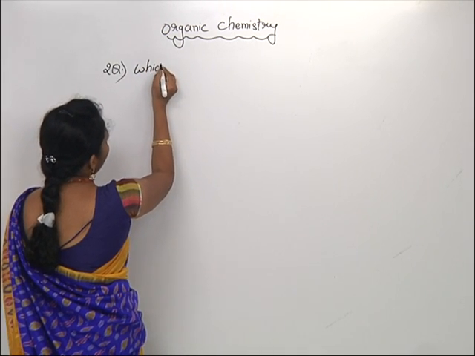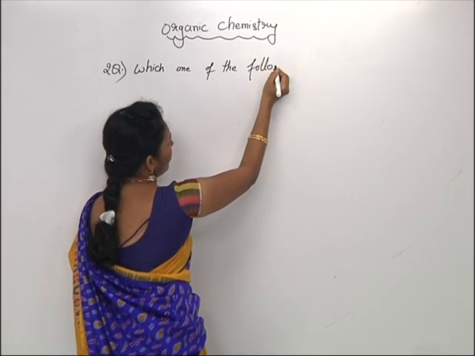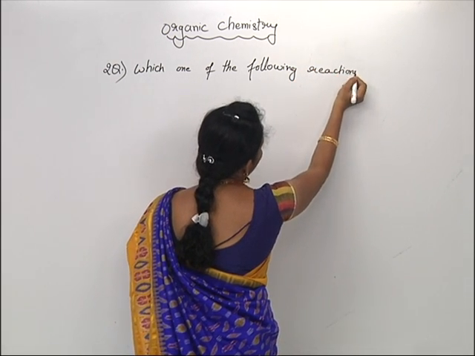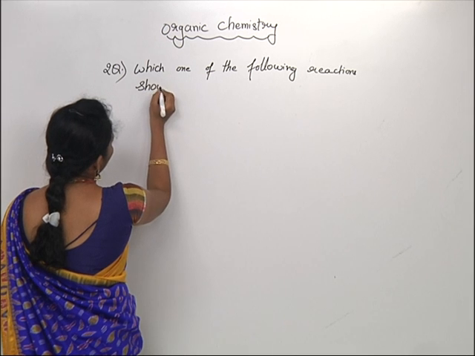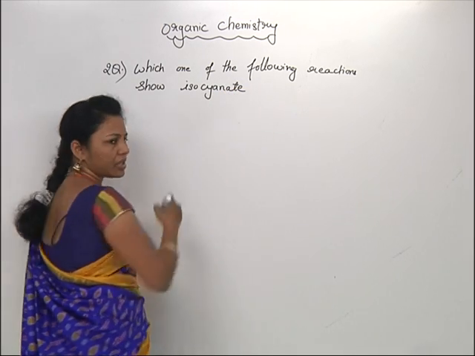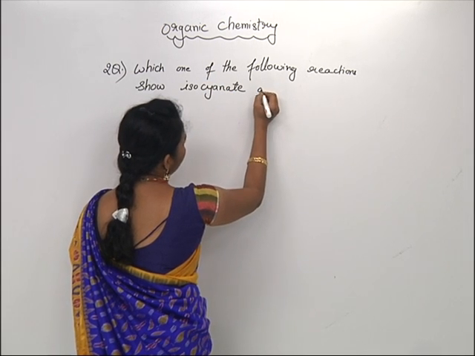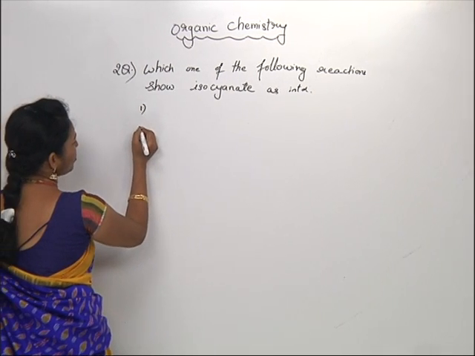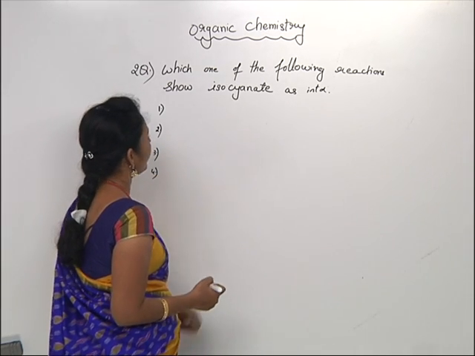Which one of the following named reactions, sorry, which one of the following reactions shows isocyanate as an intermediate? If it is given like that, then what we have to do is, suppose options were given in this way. Which one of the following reactions shows isocyanate?